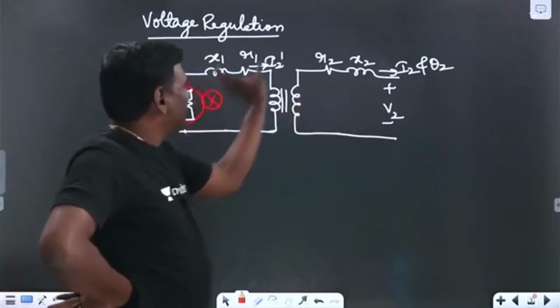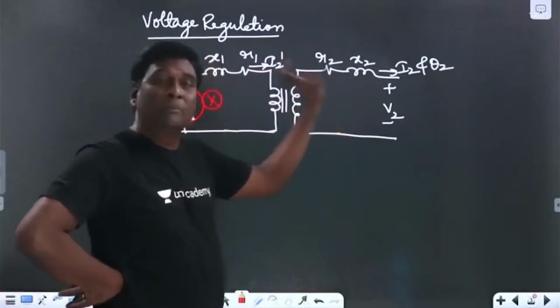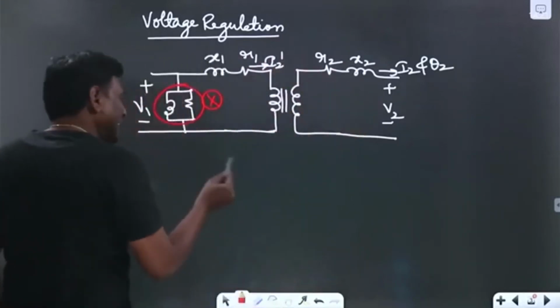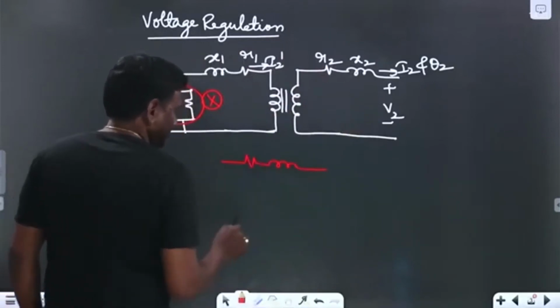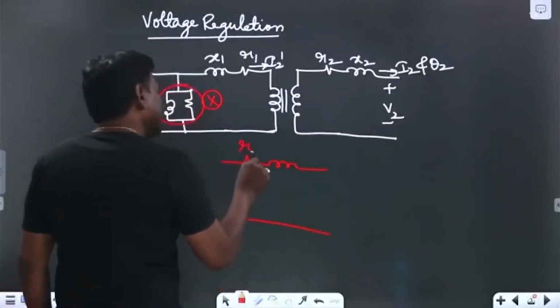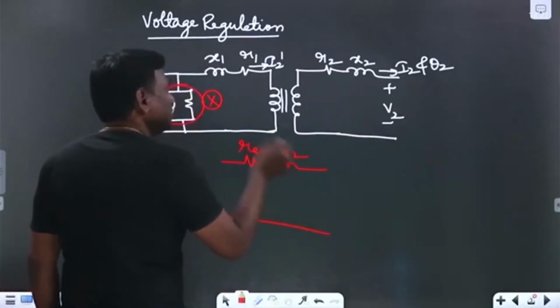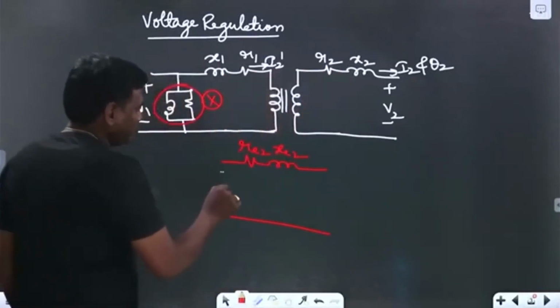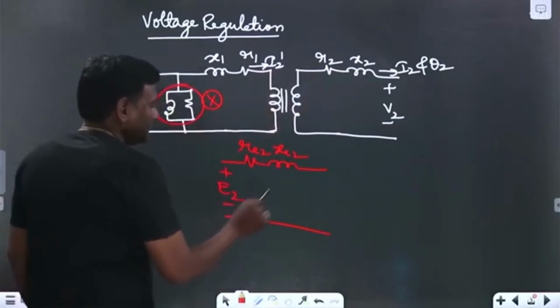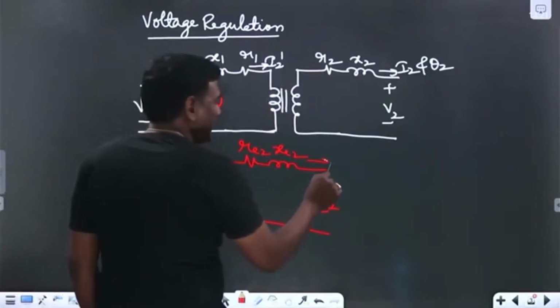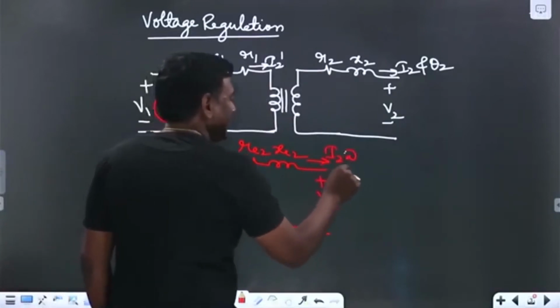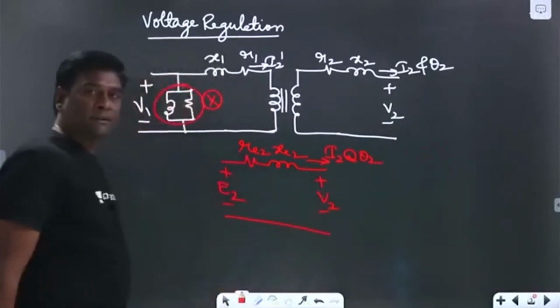Now, R1 and X1 can be transferred to the secondary side, then my net equivalent is going to be this is RE2, this is XE2. RE2, XE2, and this is going to be E2, this is going to be V2. Current is going to be I2 at theta 2.